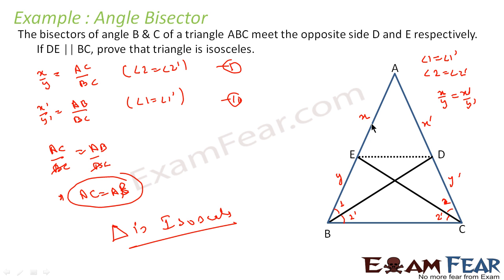We were told that X by Y is equal to X dash by Y dash. Then what I did, I rewrote this X by Y in the form of AC by BC, because angle 2 was equal to angle 2 dash, and similarly I rewrote X dash by Y dash in the form of AB by BC, because angle 1 was equal to angle 1 dash. When I equated this equation 1 and 2, I got this equation 3, which says AC is equal to AB.